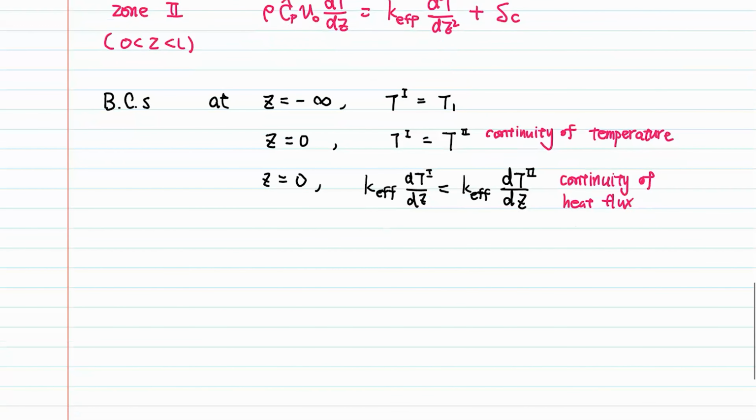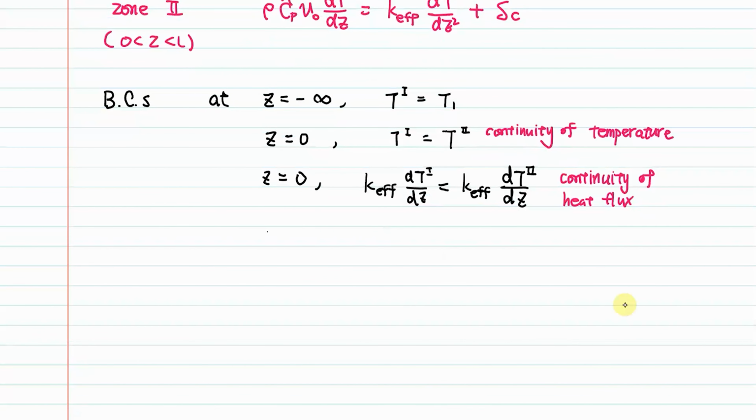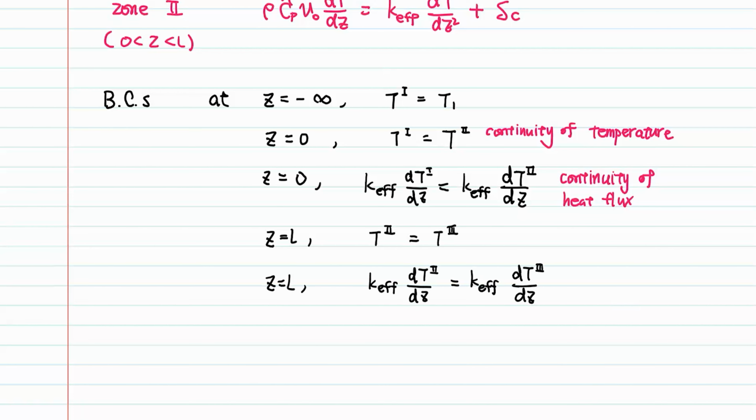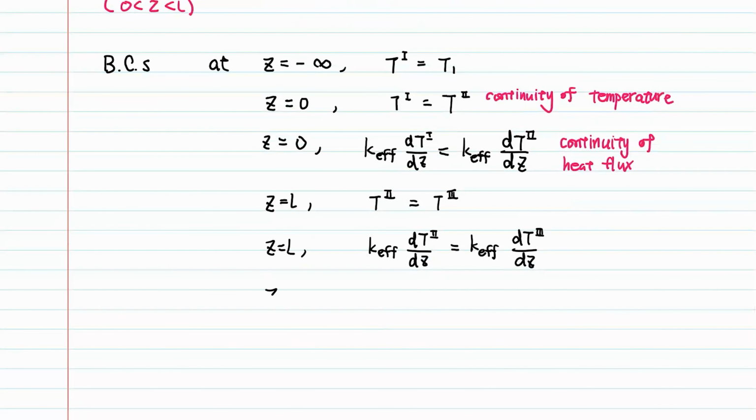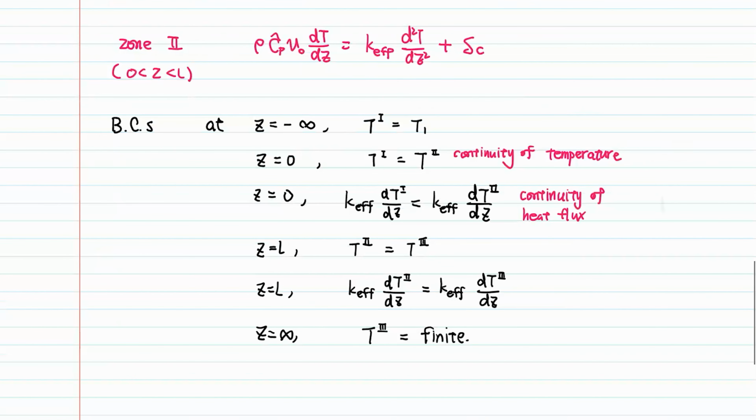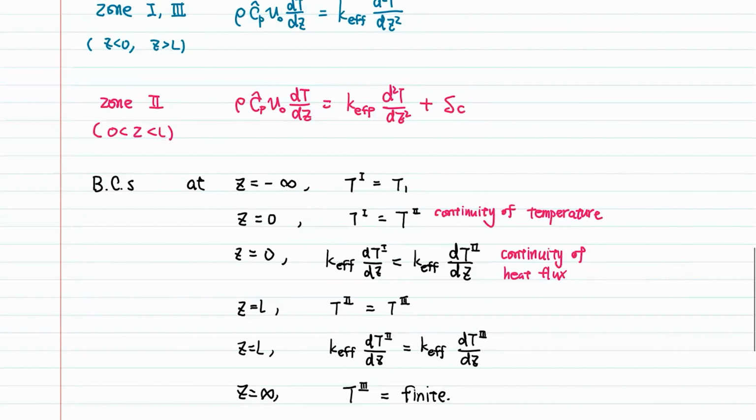And then at z equals L, again we have the continuity of temperature and heat flux between Zone 2 and Zone 3. And finally, at z equals infinity, we will simply say that the temperature is finite. Okay, so now we have the governing equations in blue and in red written down, and the boundary conditions written down.